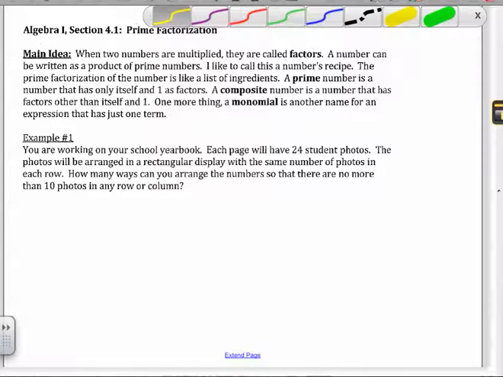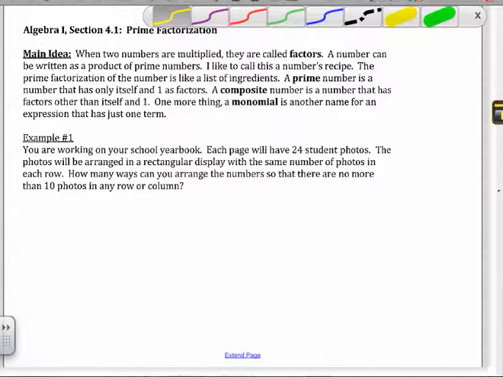When we take a number and break it down using prime factorization, those things are the ingredients that make up the big number. The prime factorization of the number is like a list of ingredients. A prime number is a number that has only itself and 1 as factors.